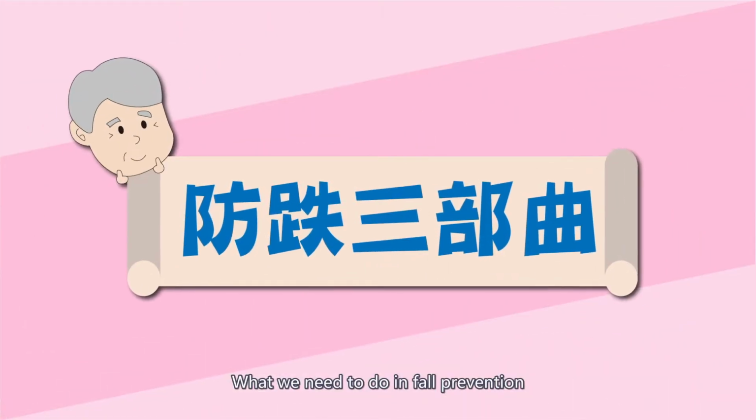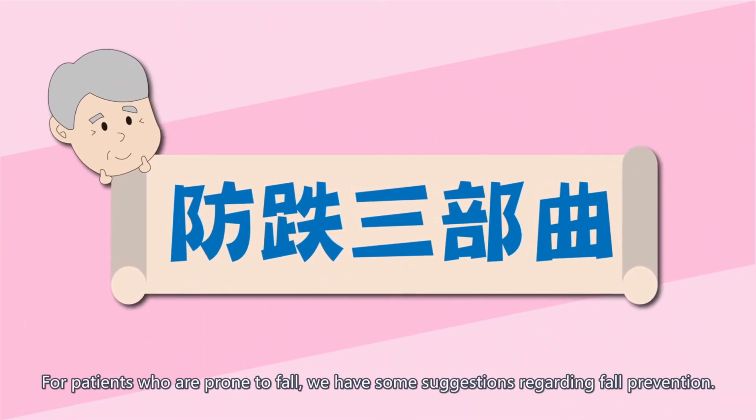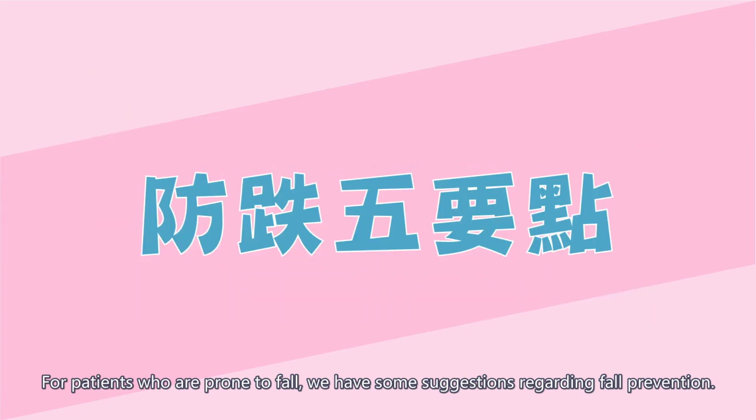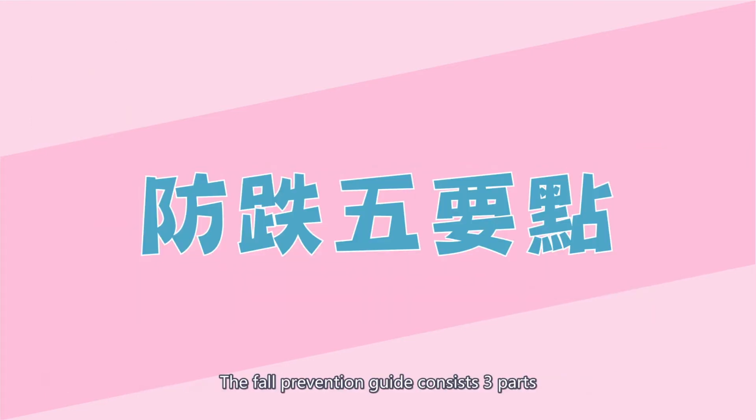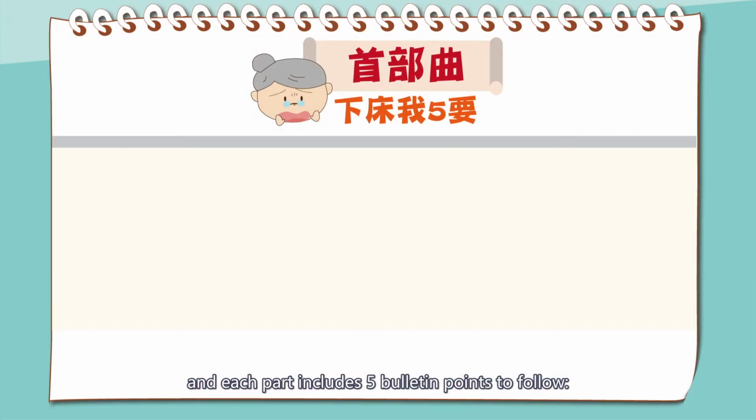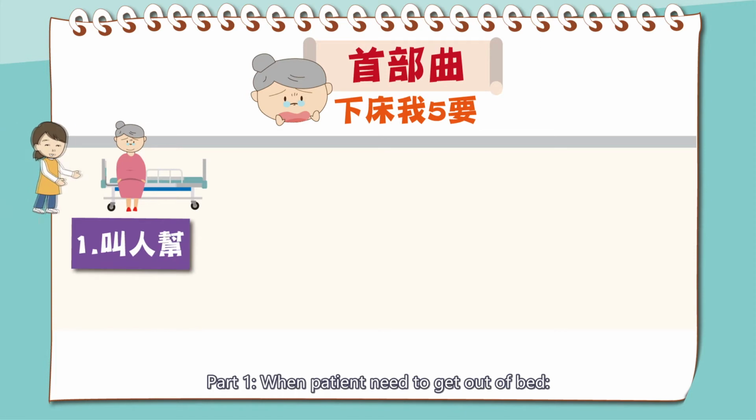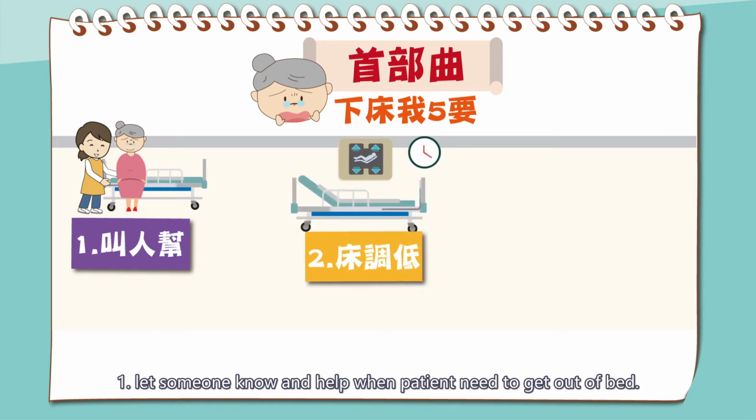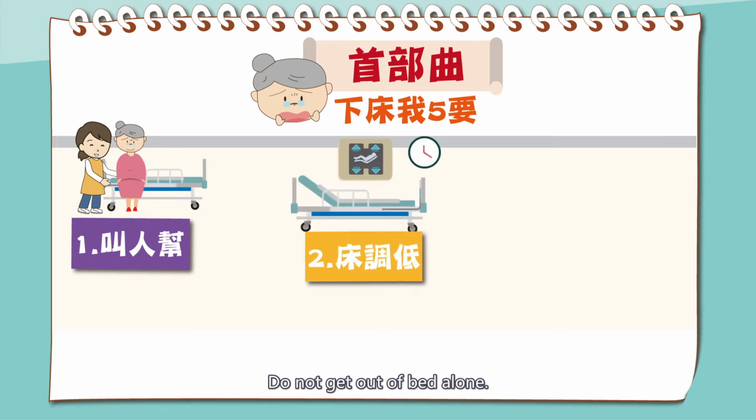What we need to do in fall prevention. For patients who are prone to fall, we have some suggestions regarding fall prevention. The fall prevention guide consists of 3 parts and each part includes 5 bullet points to follow. Part 1. When the patient needs to get out of bed. 1. Let someone know and ask for help when the patient needs to get out of bed. Do not get out of bed alone.